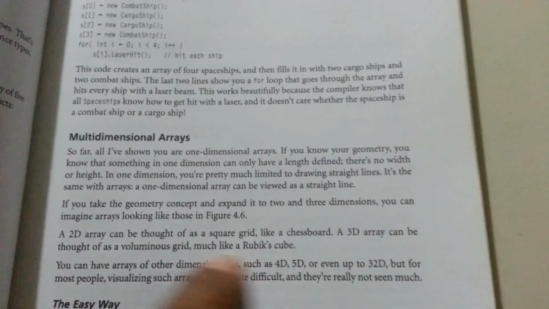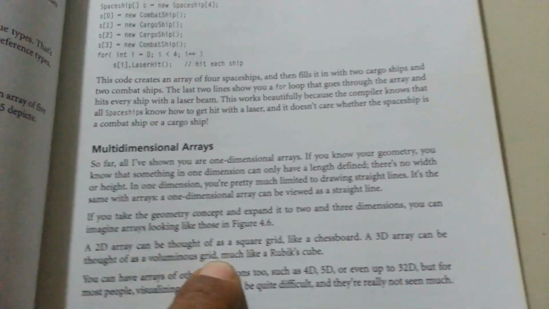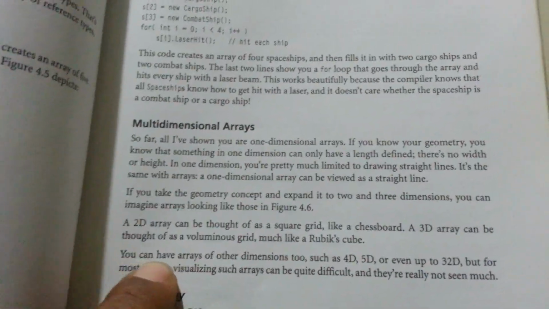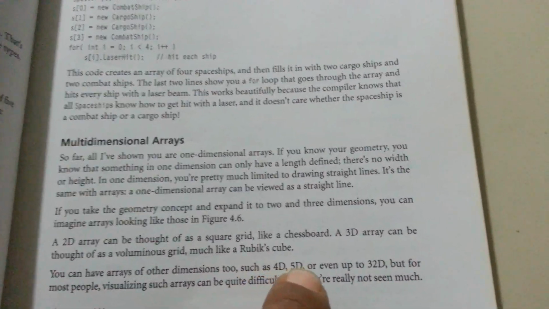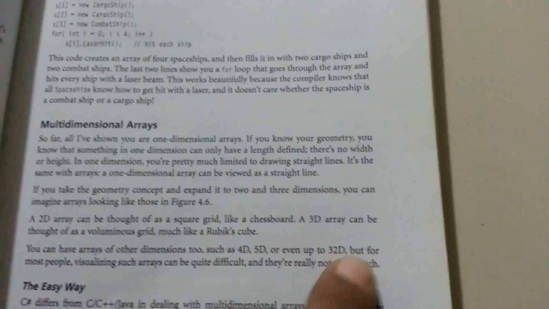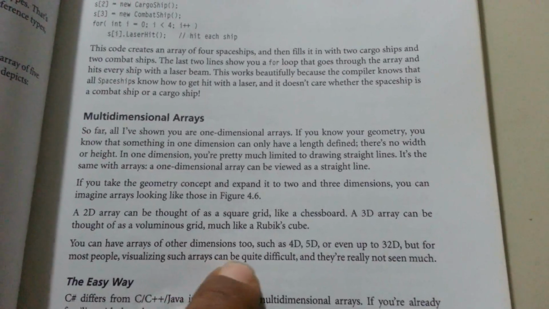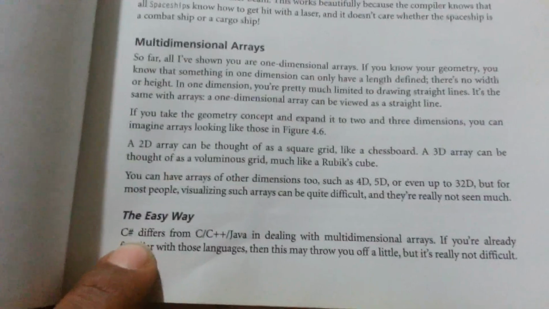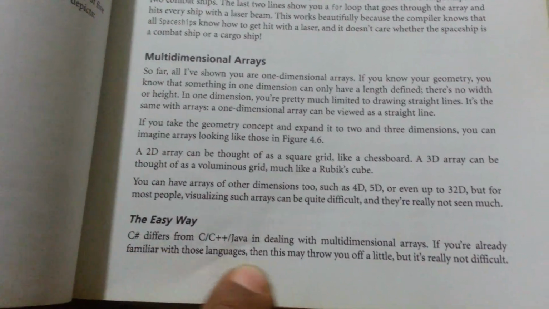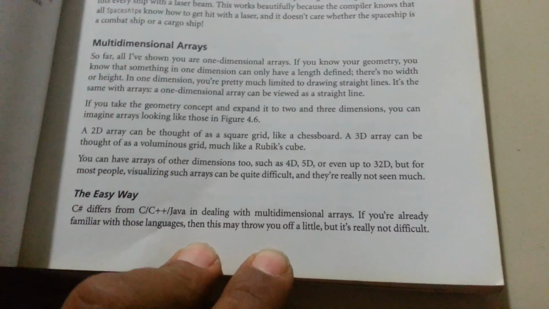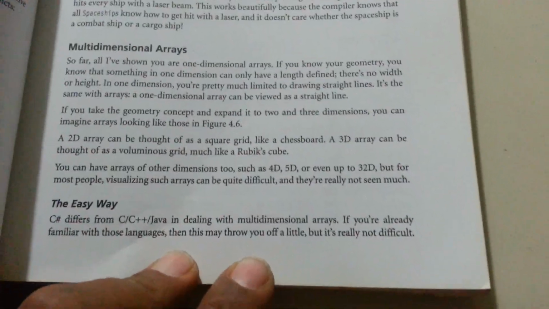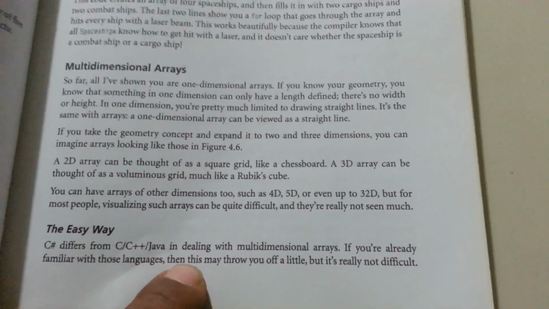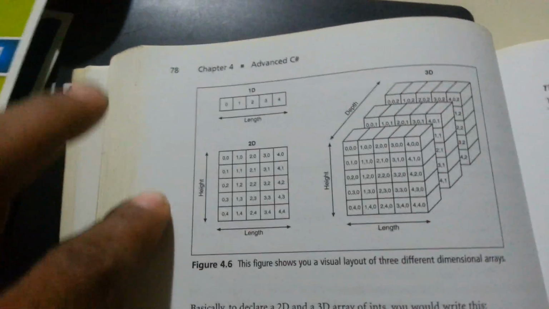A 3D array can be thought of as a voluminous grid, much like a Rubik's Cube. You can have arrays of other dimensions such as 4D, 5D, or even up to 32D, but for most people, visualizing such arrays can be quite difficult. The easy way, the way C# differs from C, C++, and Java in dealing with multidimensional arrays, if you're already familiar with those languages, may throw you off a little, but it's really not difficult. So we'll take a look at some of the arrays here.